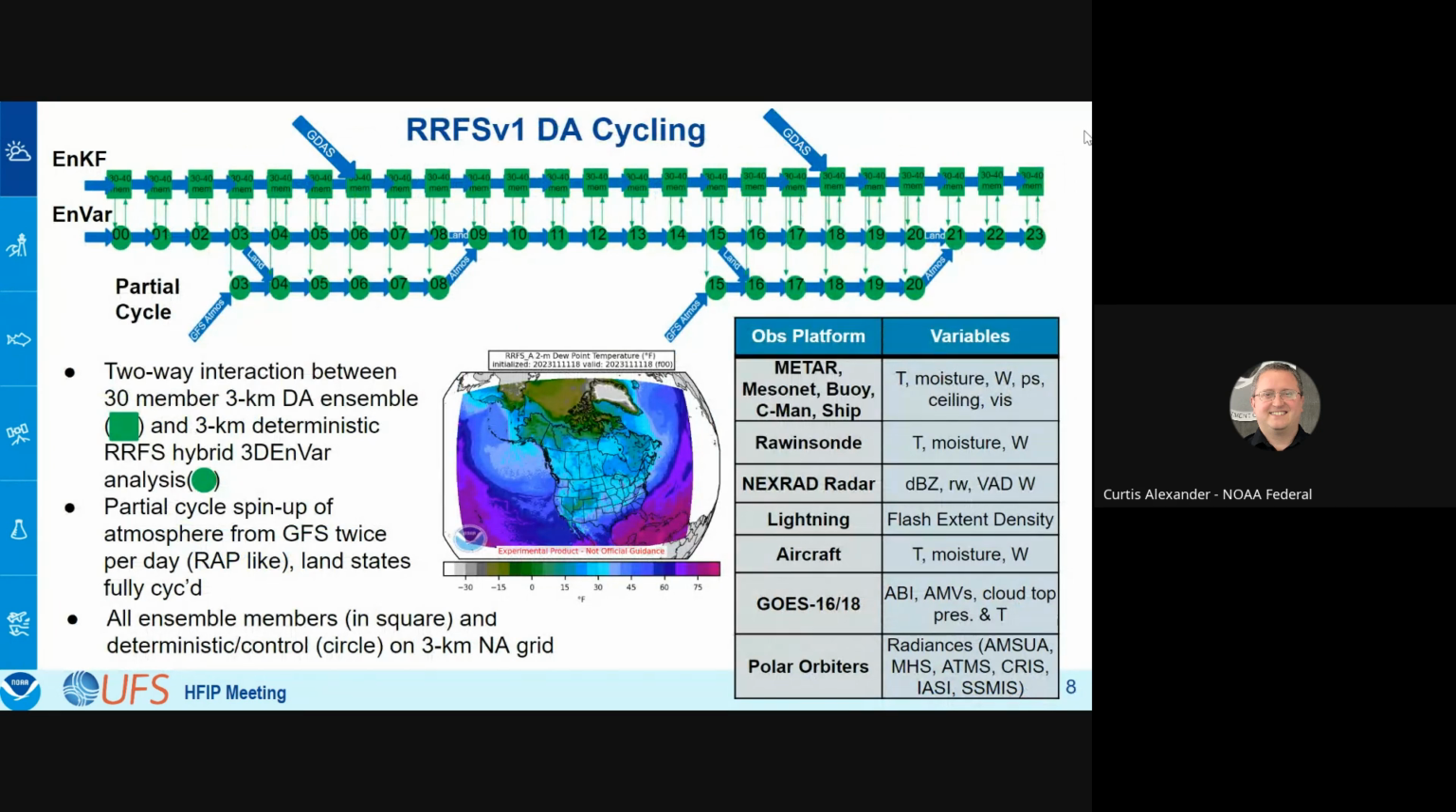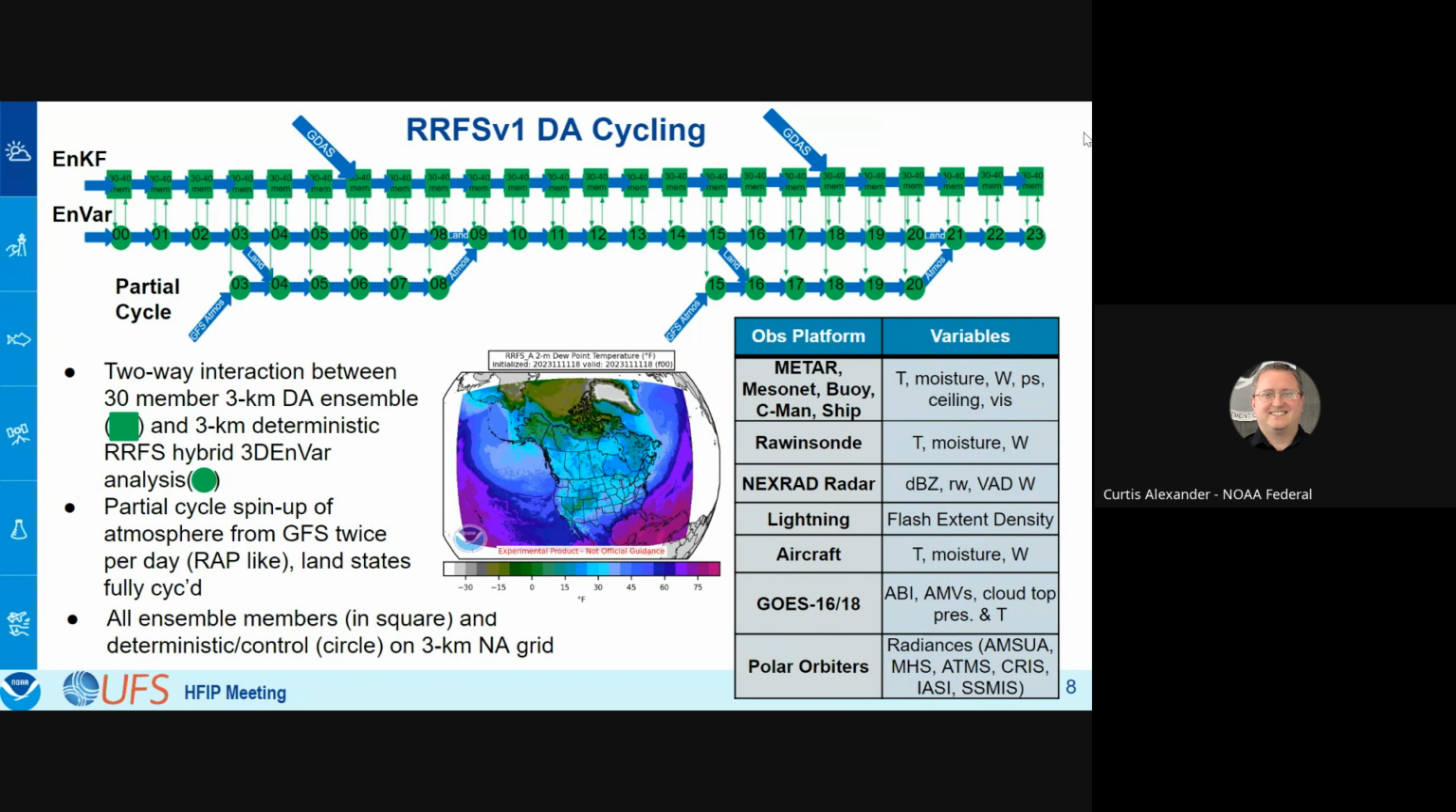It's going to be 30 members. So compute resources are dictating that, obviously, for cycling throughout the 24-hour period in an EnKF infrastructure. Again, we'll be partially cycling or reinitializing those perturbations twice per day from GDAS. And then that's feeding into the EnVar controlled deterministic forecast, which is the middle row of arrows there.